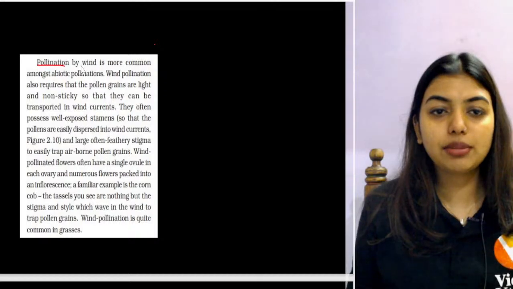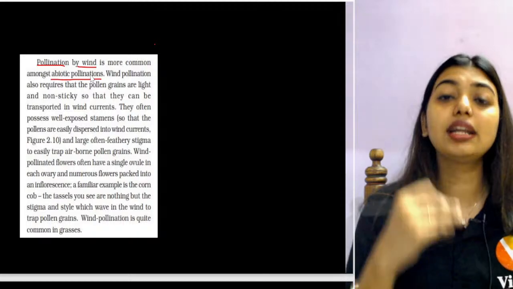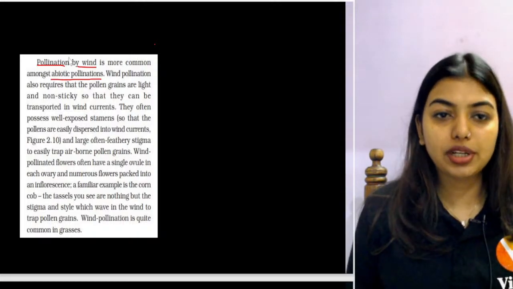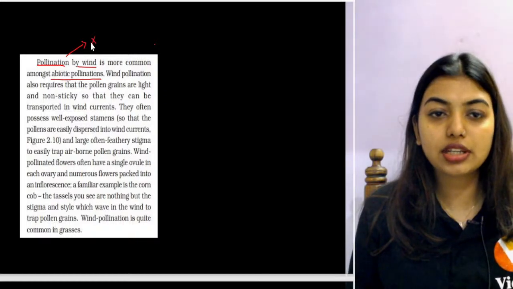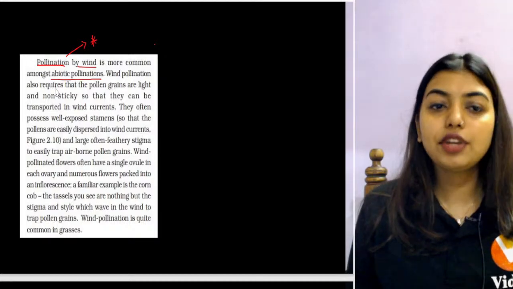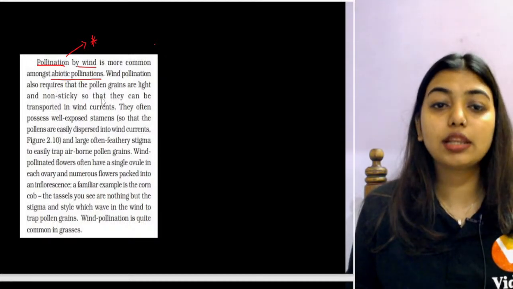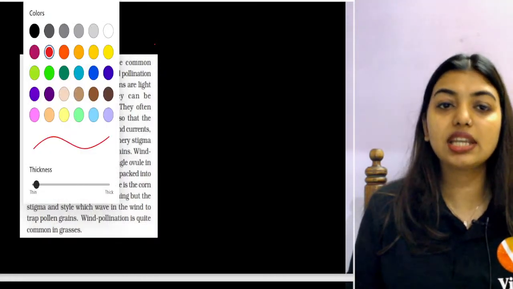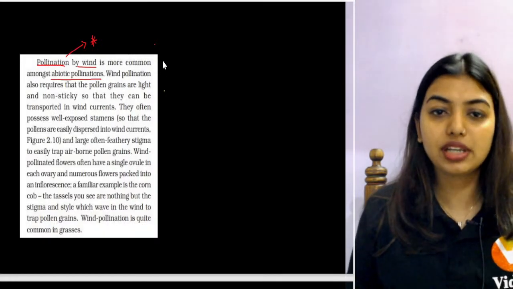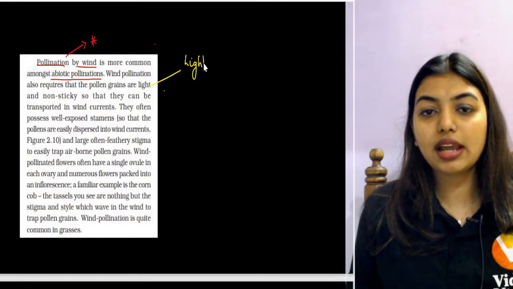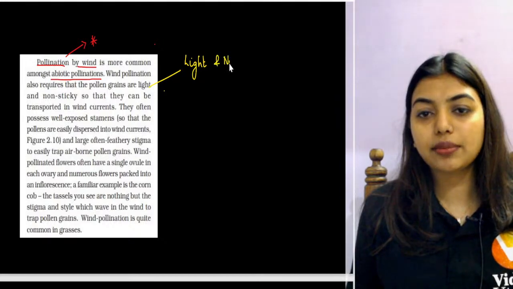See, pollination by wind is more common amongst abiotic pollination. Out of water and wind, the most common one is wind. Students, a question can come, an assertion-reason or statement based question can come, so keep this in mind. Wind pollination also requires that the pollen grains are light and non-sticky. If the pollen grains are very sticky, they will not get transferred by the wind.